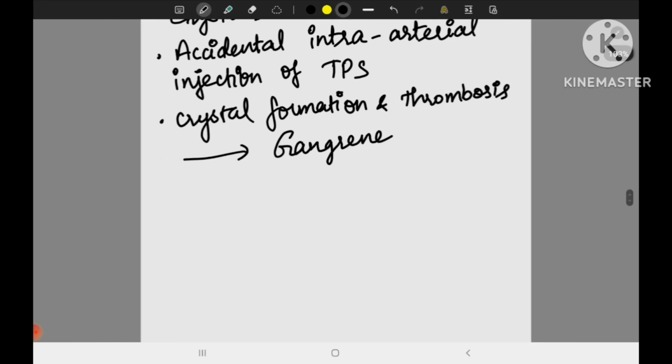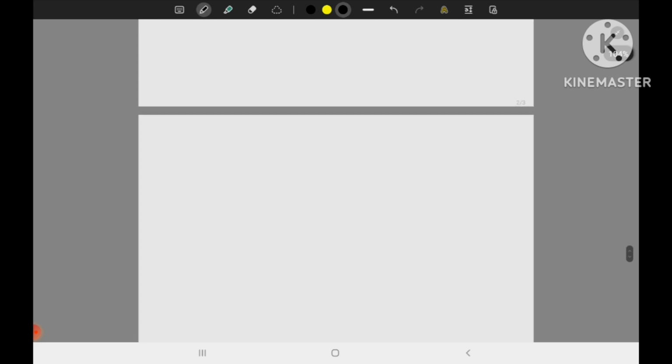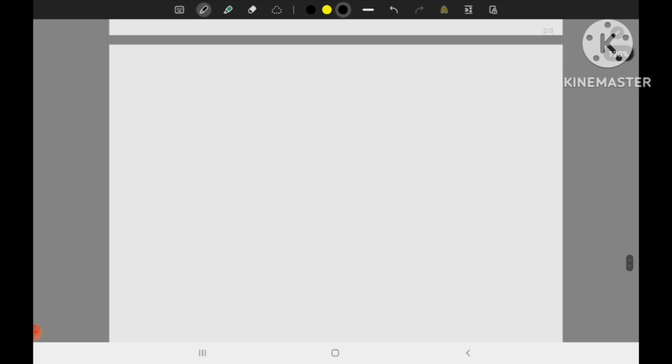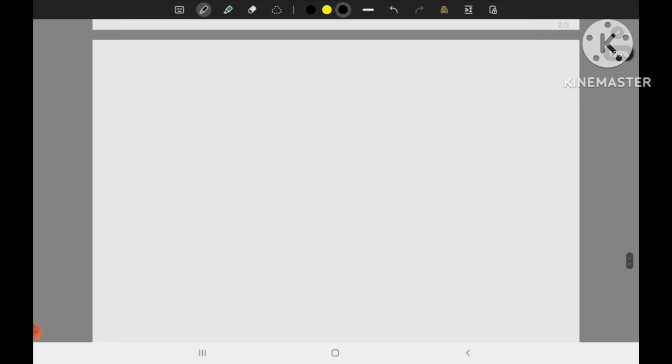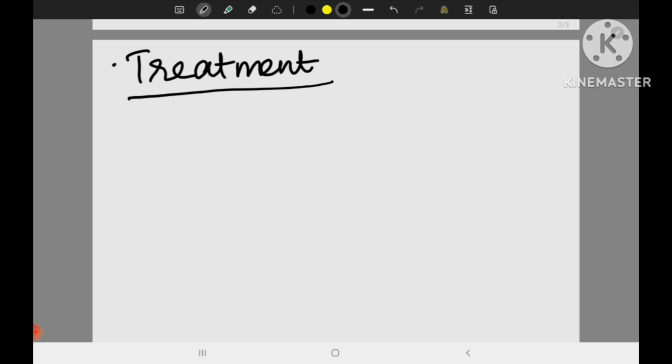So what is the treatment? That is the main thing, no? So let's discuss the treatment. What is to be done? If you know this treatment, we can probably save the hand of the patient, right? So what is the treatment? Step one, let's follow the same order. Try to follow the same order, guys.